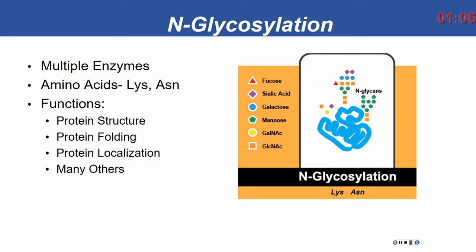Then you have N-linked glycosylation. Again, you have to have that charged nitrogen, so you're looking at lysine and asparagine. Again, protein structure, protein folding, protein localization. And what do we know about protein structure and function? They're related, right? If we can't form the proper structure, we don't get the proper function.